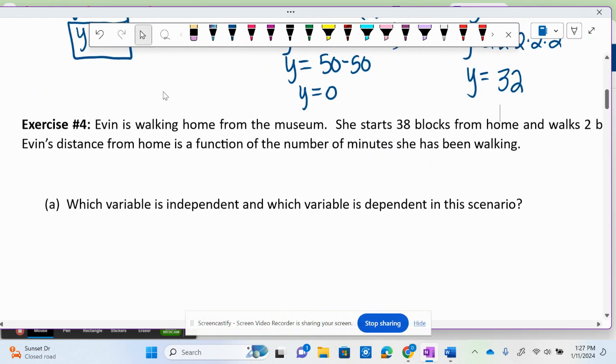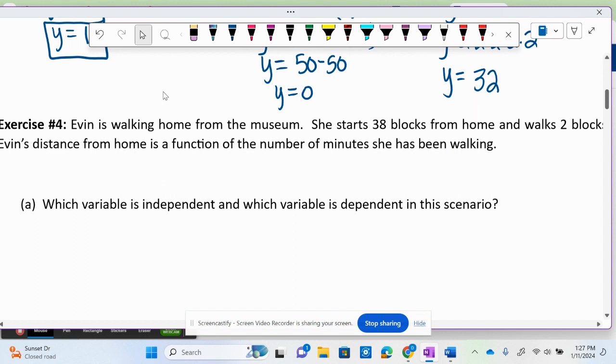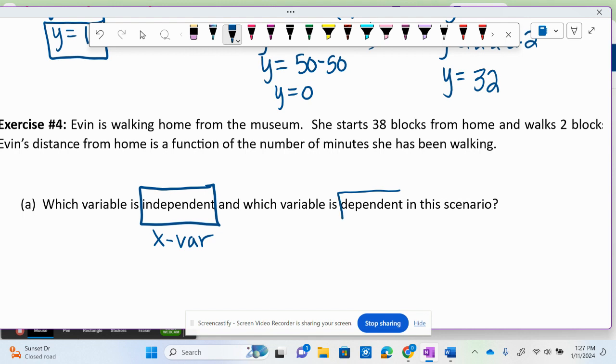Evan is walking home from the museum. She starts 38 blocks from home and walks 2 blocks each minute. Evan's distance from home is a function of the number of minutes she's been walking. Which variable is independent? Independent is always the x variable. And which variable is dependent?